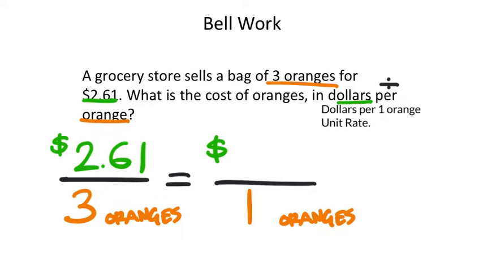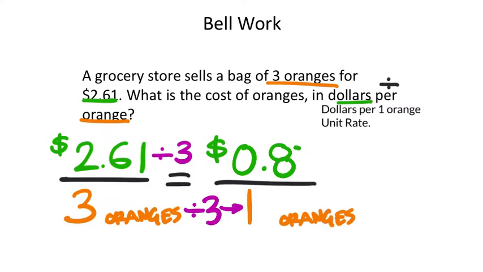So I would say, how do I make a 3 into 1 in the oranges? I take 3 divided by 3, that gives me 1 orange. So that means also I'll have to take the $2.61 and divide it by 3 as well. So I go to my calculator, 2.61, and I divide that by 3 to get 0.87. So that's 87 cents for every orange. And this tells us the cost in dollars per orange. So that's it. And again, this is what we would call the unit rate because we're looking at 1 orange. You could look at the unit rate for every $1, but that's not what we're looking for in this one.